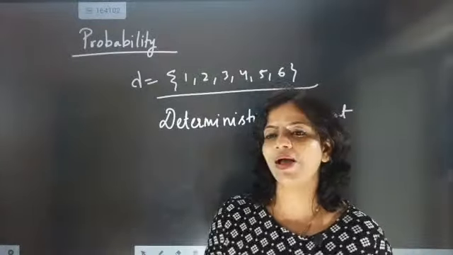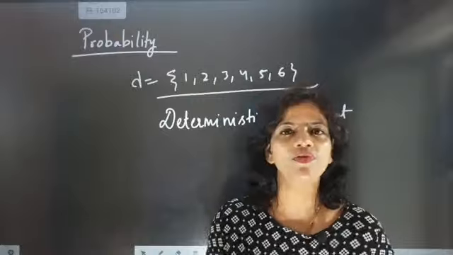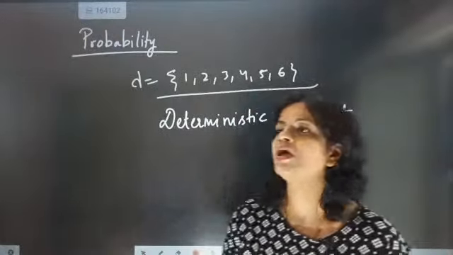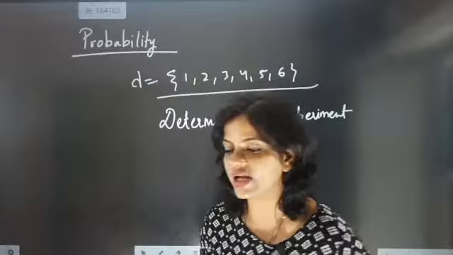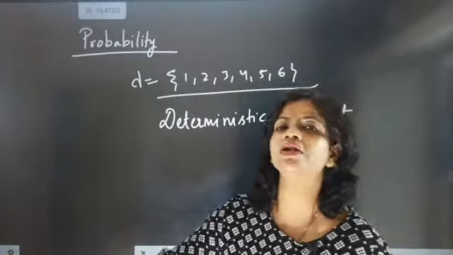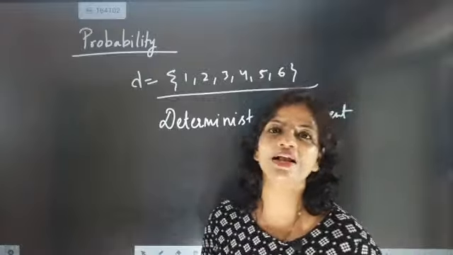Understand this: probability is nothing but an outcome of an experiment. Whenever you are tossing a coin, you are doing an experiment. Whenever you are rolling a dice, you are doing an experiment. Whenever you do some activity where you know an outcome can come, that is exactly an experiment.